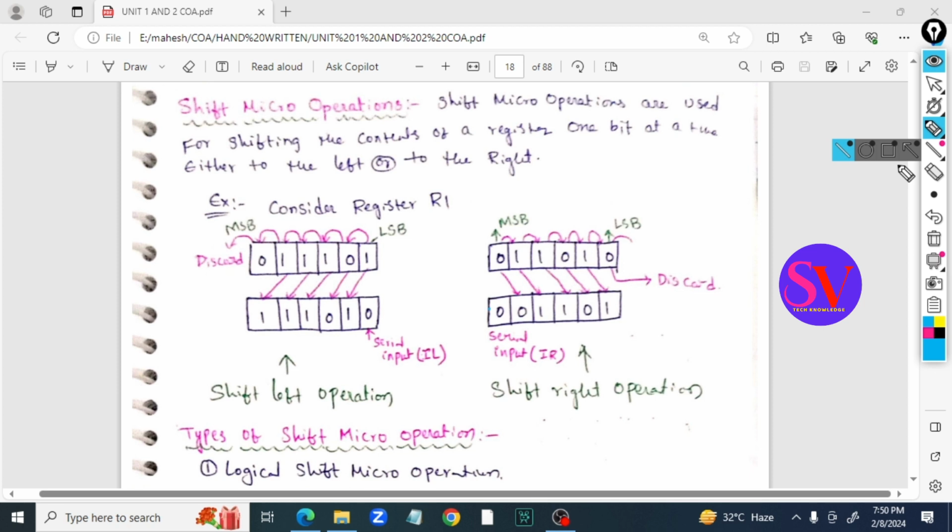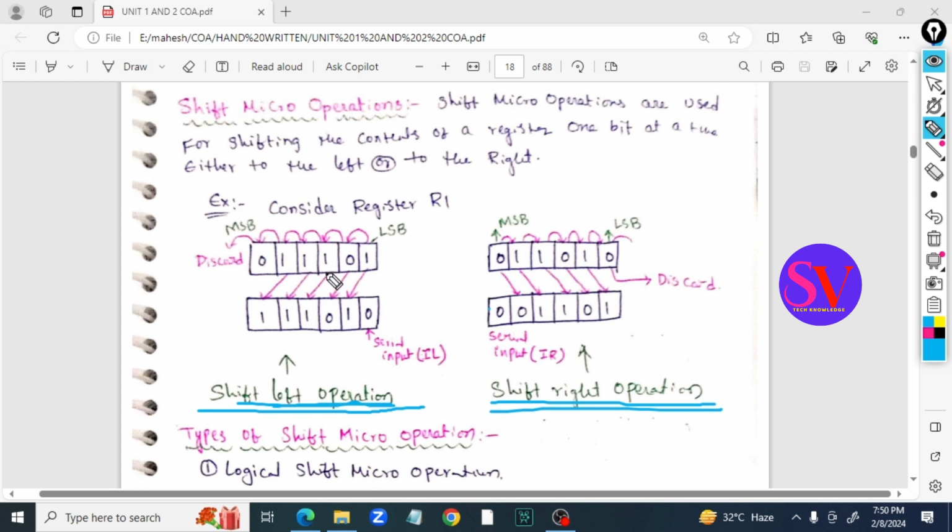So in shift micro operation, basically we have two types of shift micro operation. That is, either left shift, which we call the shift left micro operation, or right shift, which is the shift right micro operation.